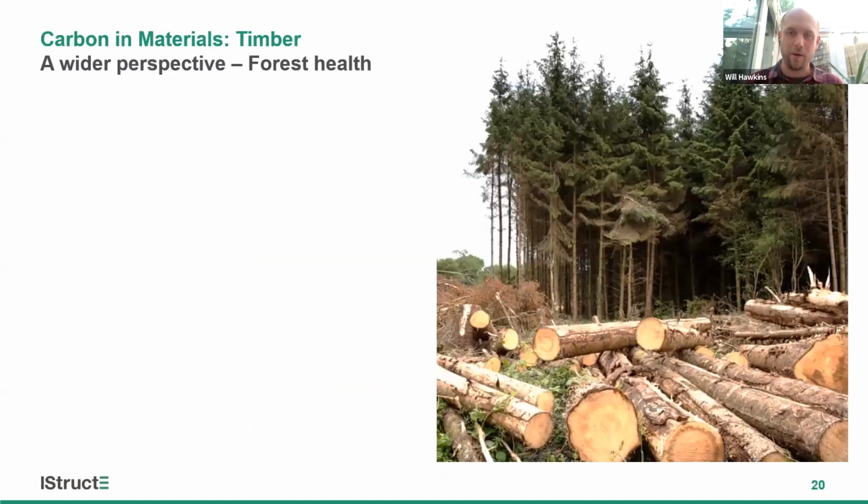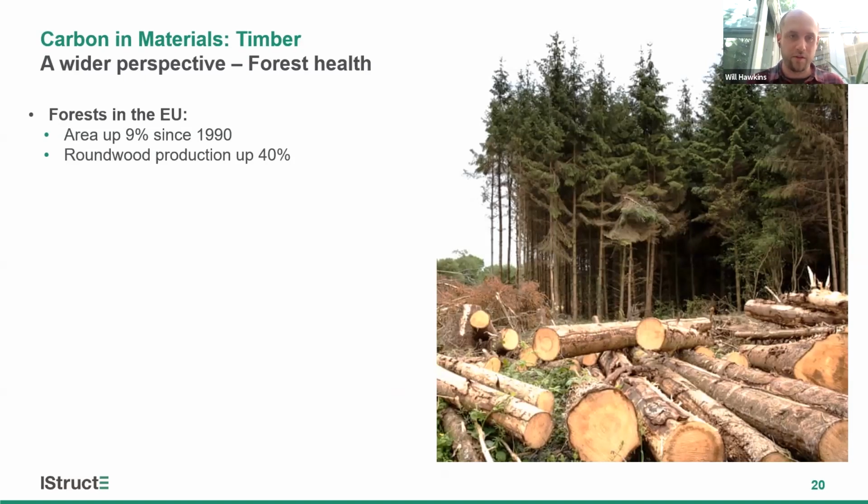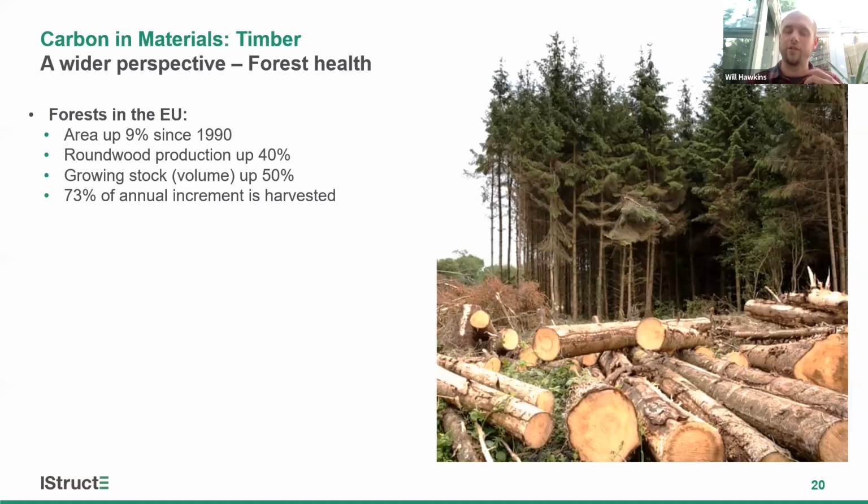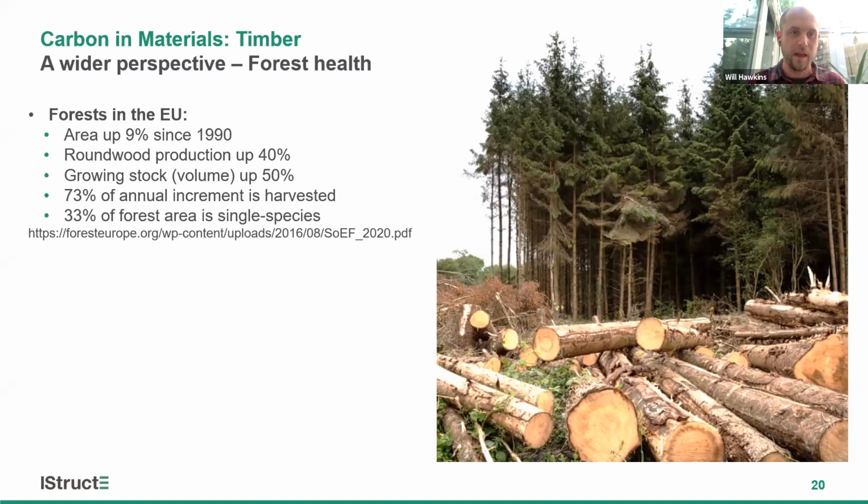Okay, so I've spoken a lot about carbon there, but I think there's also a wider perspective to talk about. So in the EU, the total area of forest has gone up 9% since 1990. Roundwood production has gone up 40%, and the growing stock has gone up 50%. 73% of the annual increment is harvested, so that's how the carbon is accumulating every year, because we're not quite harvesting as much as is growing. So this is all very good news.